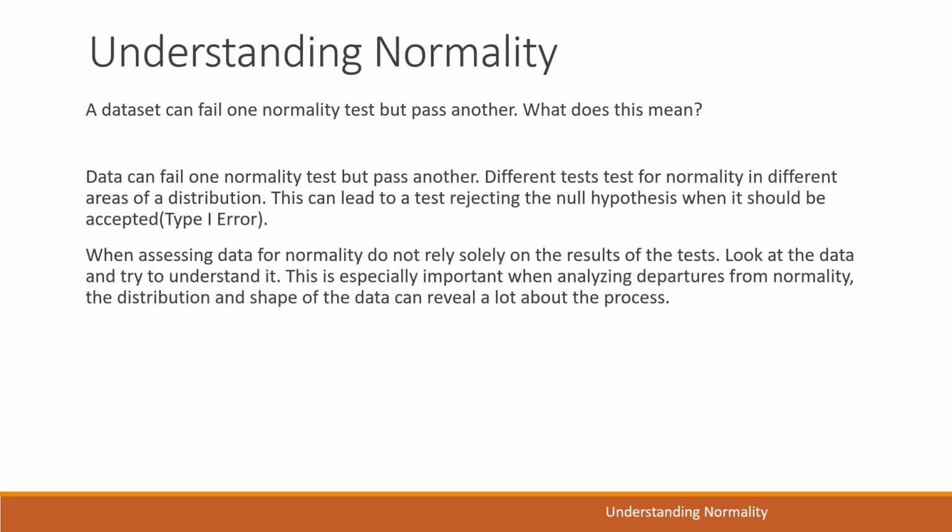When we're assessing our data for normality, we can't rely solely on the results of the test. Like I said, this isn't plug and chug. You got to look at the data, understand it, and it helps to know where these numbers come from. This is especially important when you're analyzing departures from normality, because the distribution and the shape of the data can actually reveal a lot about the process. Different distribution shapes generally correlate with different failure modes. I'll go more into that when I do my non-normal distribution identification video.